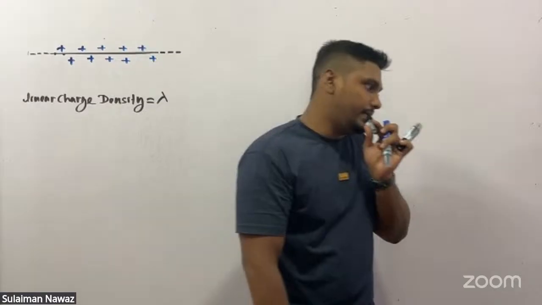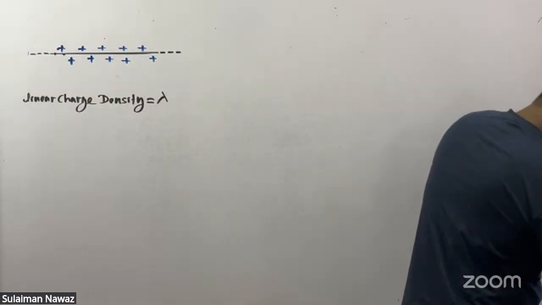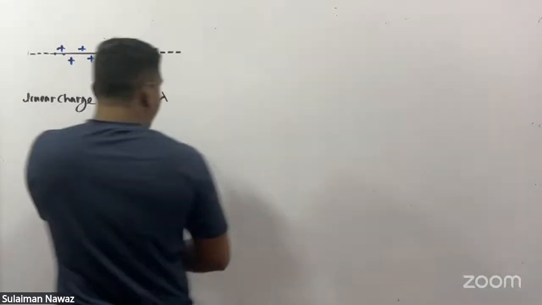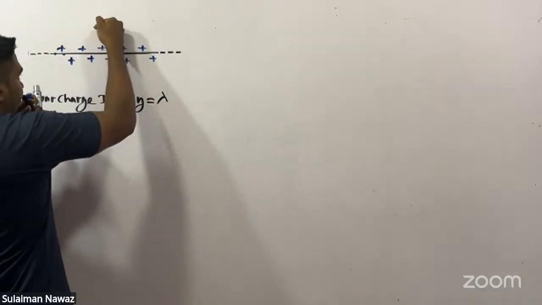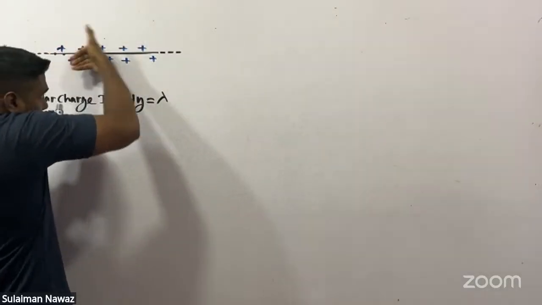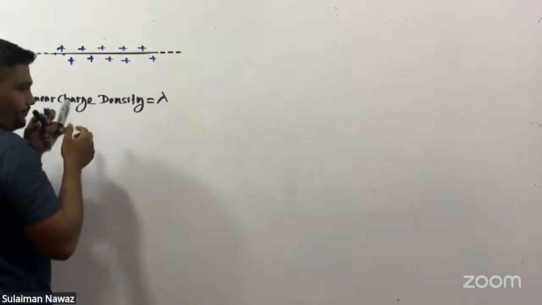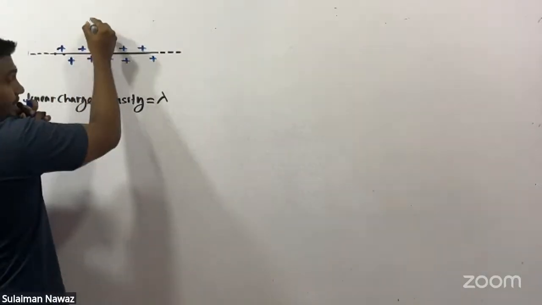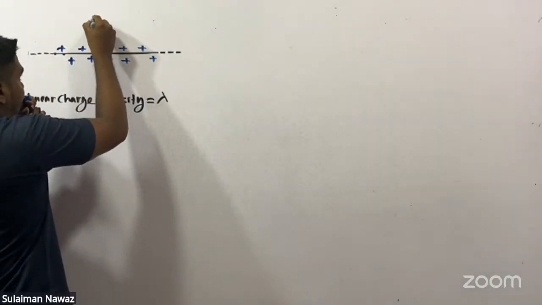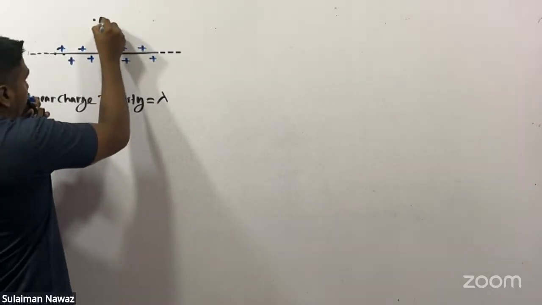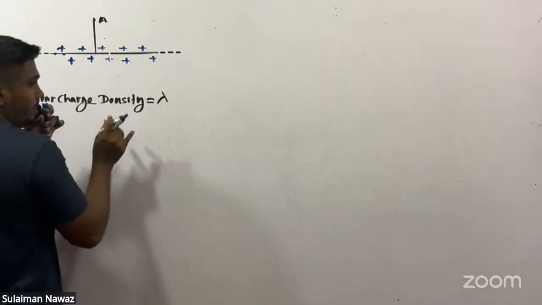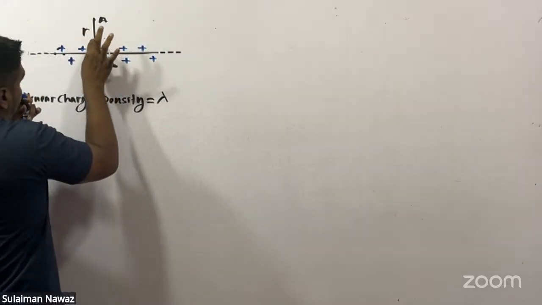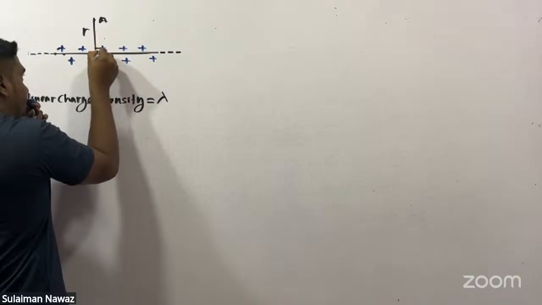In that case, now I want to find the intensity at a point which is a simple distance r from the wire and perpendicular to the wire. This is my point, capital A. My target is finding the intensity at point A, at a distance r, perpendicular to the conductive wire.